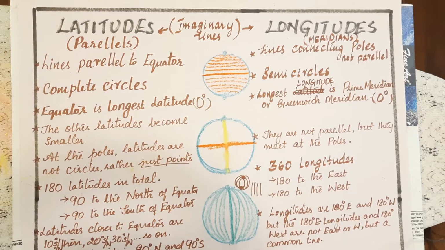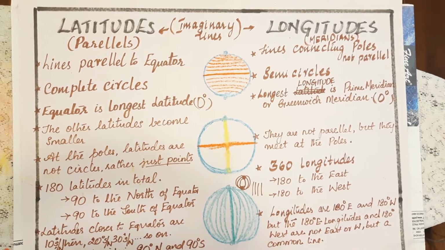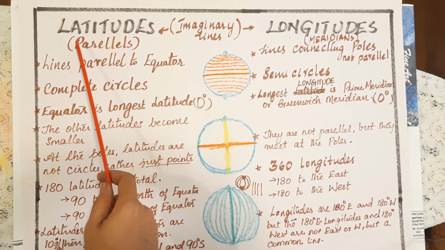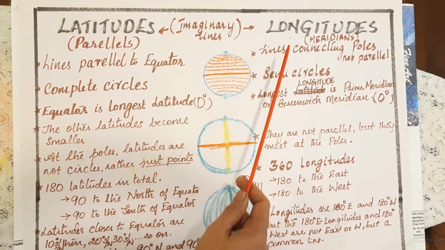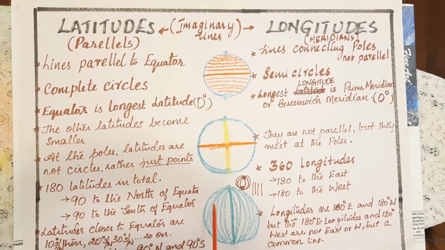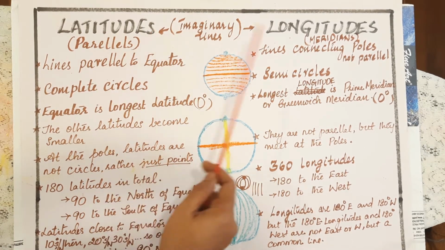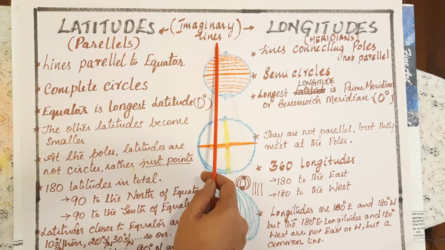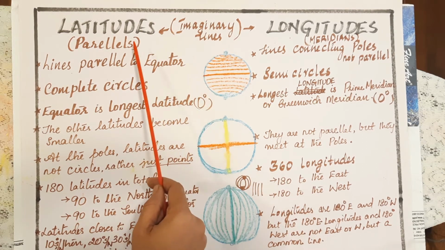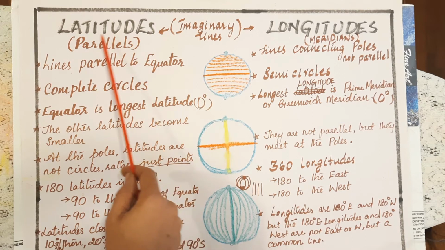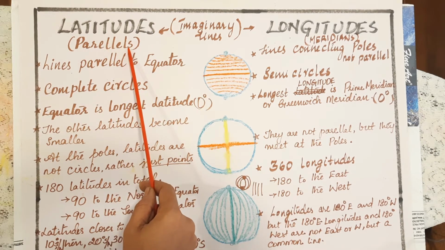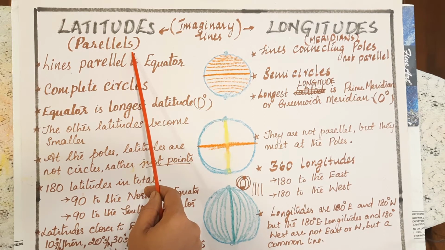As you can see, this is not there in your textbook, but for us to understand better what a latitude is and what a longitude is, we have made a simple comparison table. I hope you understand much from this table. Latitudes and longitudes are imaginary lines. Let's first take a look at latitudes. Latitudes are also called parallels because of their shape. They are parallel to the equator.